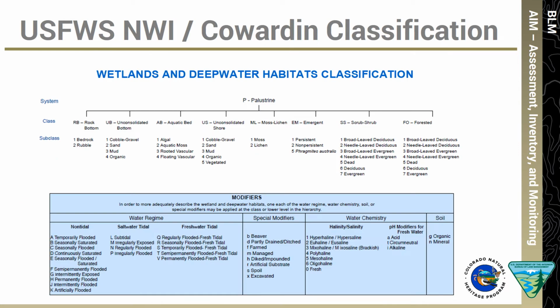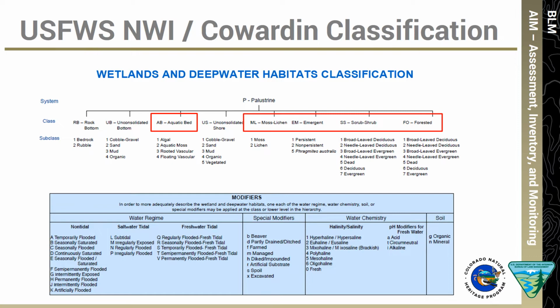This slide shows the hierarchy of the Cowardin classification within the palustrine system specifically. There are 8 classes within the palustrine system, which you can read from left to right. Those classes are rock bottom, unconsolidated bottom, aquatic bed, unconsolidated shore, moss lichen, emergent, scrub-shrub, and forested. Because the field protocol for lentic riparian and wetland systems focuses on vegetated wetlands, monitoring plots will typically only fall within 5 of the 8 classes: aquatic bed, moss lichen, emergent, scrub-shrub, and forested.